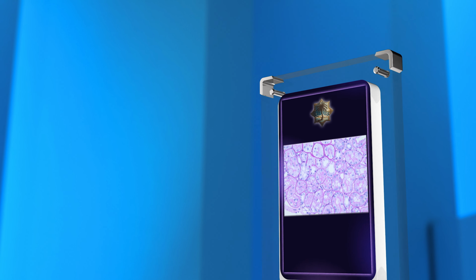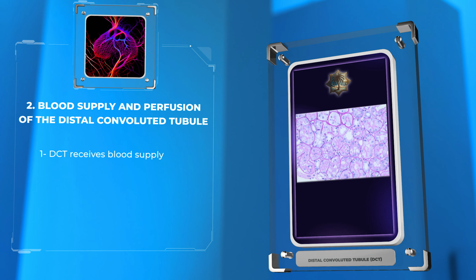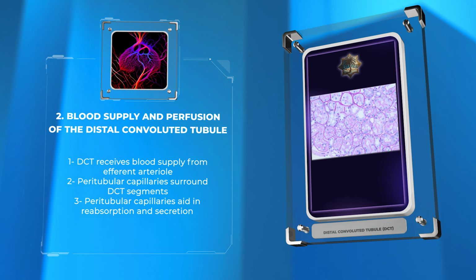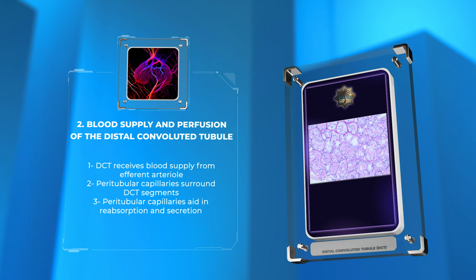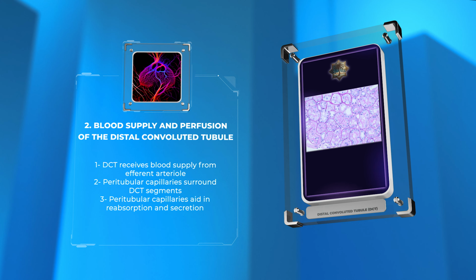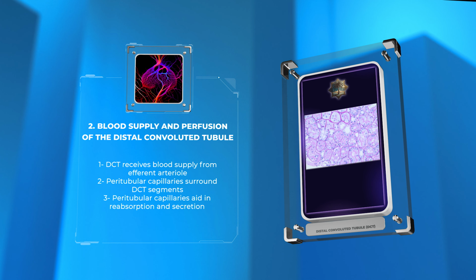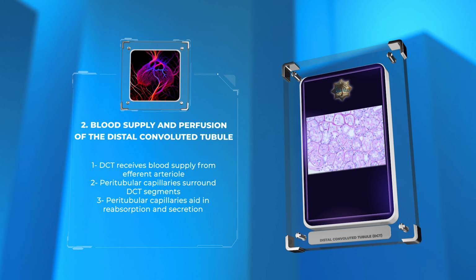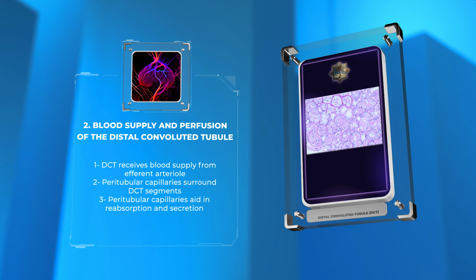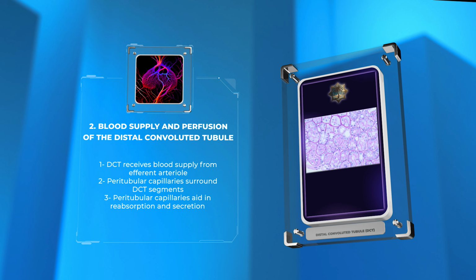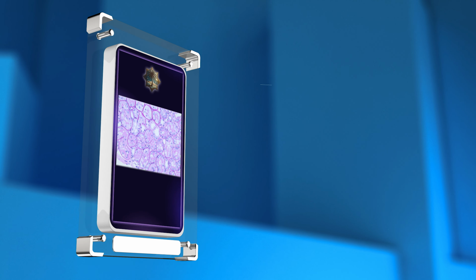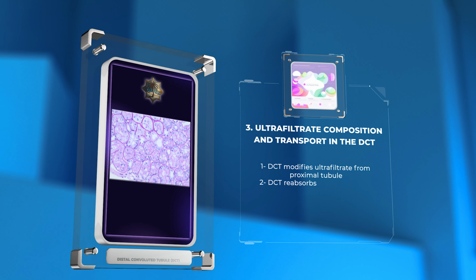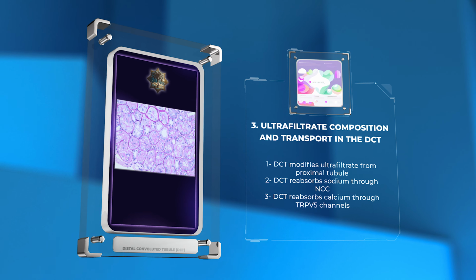The DCT receives its blood supply primarily from the efferent arteriole of the glomerulus, which gives rise to the peritubular capillaries. These capillaries intricately surround the DCT segments, facilitating efficient exchange of solutes with the tubular lumen. This close association between the peritubular capillaries and the DCT aids in reabsorption and secretion processes, ensuring the maintenance of homeostasis. The ultrafiltrate, which enters the DCT from the proximal tubule, undergoes significant modification within this segment.